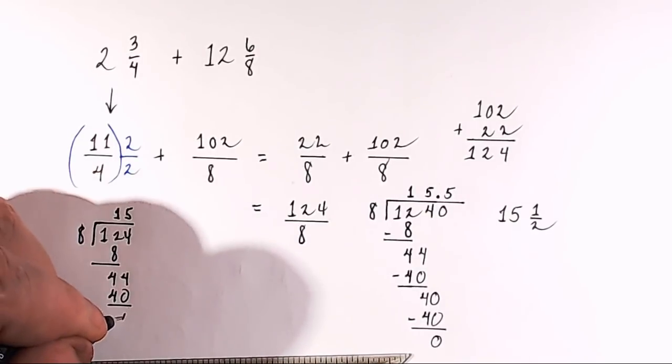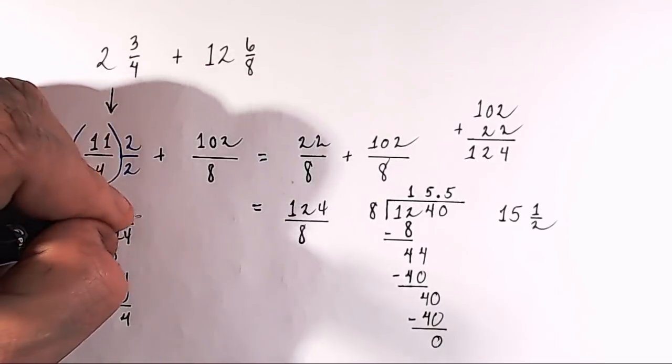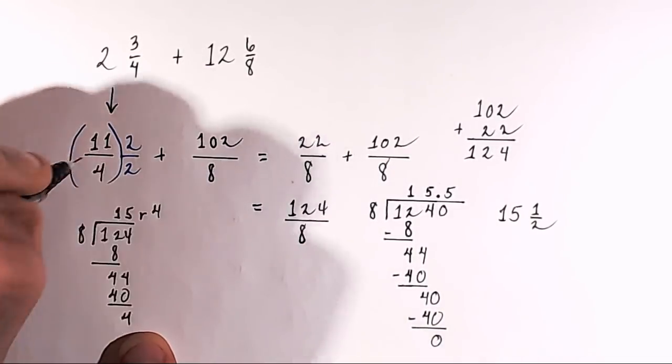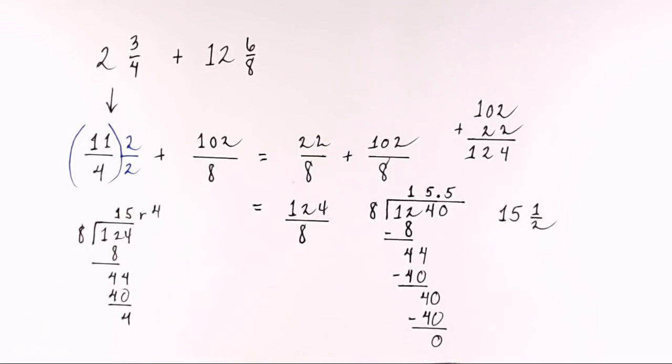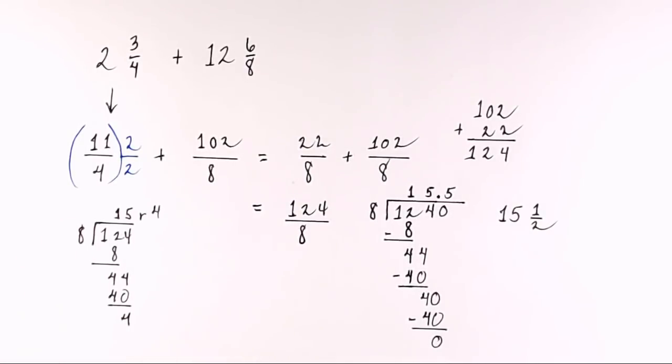Okay, and you're left with 4. Now this is where you could stop. You could say 15 remainder 4. All right, some of you learned how to do division that way. And if you did that, then you have everything you need right here to get your answer.